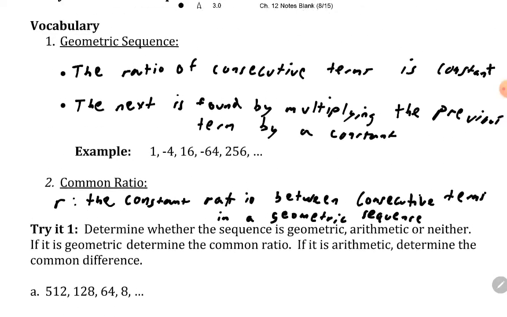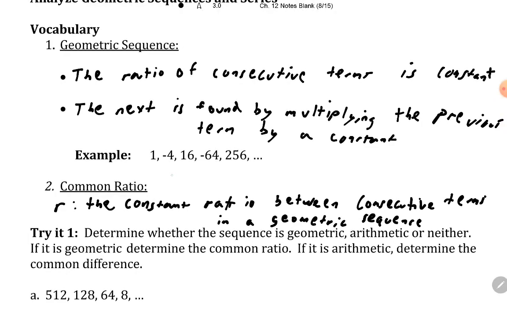So let's look at this example here. 1, -4, 16, -64, 256. We multiply by -4 each time. -4 times -4 is positive 16. 16 times -4 is -64. So in this one, our R value would be -4.